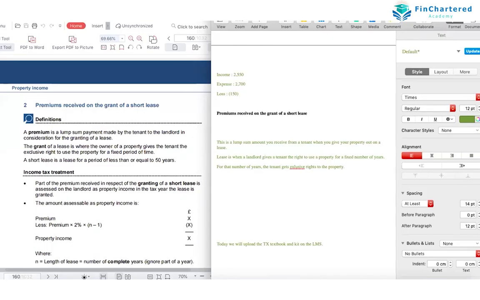Right? Now, here we're going to look at specifically what a short lease is, because we said we get premiums received on the grant of a short lease. So when will you say short lease? A short lease is a lease, or giving out a property on lease, for a period of 50 years or less. That is what would be a short lease. Anything more than that would definitely not be short.